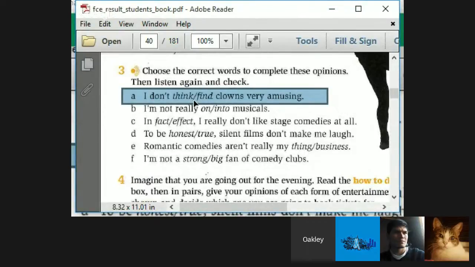Basically introducing opinions, a simple exercise. Just choose the word in italics you think best collocates or best fits with the sentence construction.